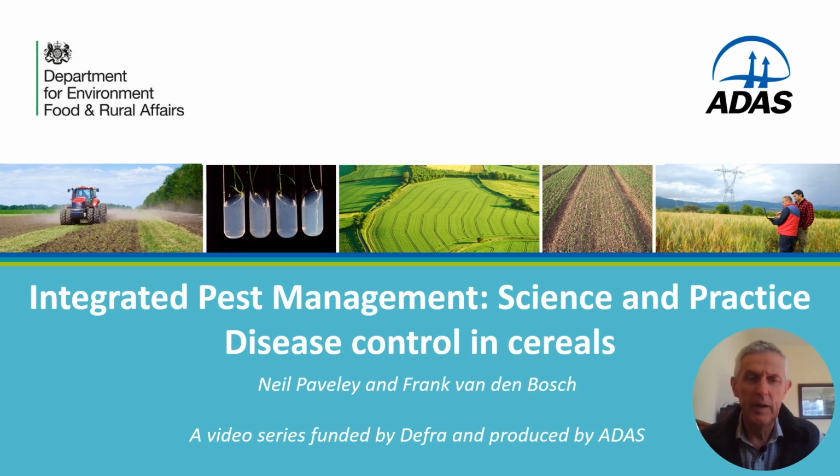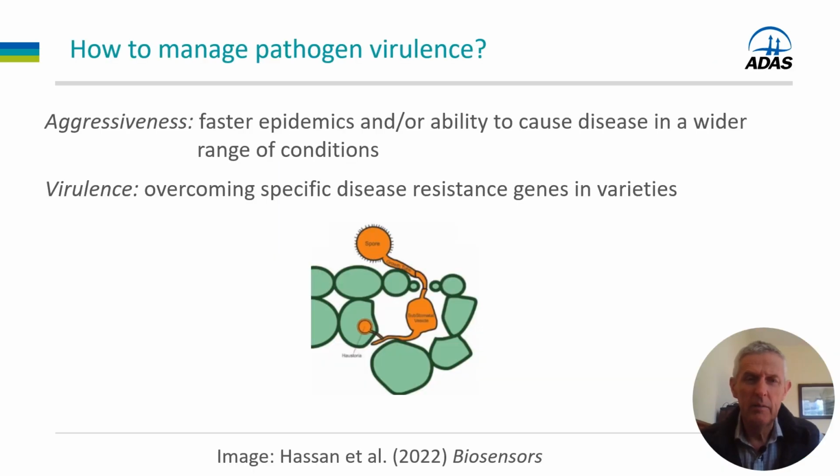In this video on integrated pest management, we're going to take a look at the question, how to manage pathogen virulence. We need to be clear about a couple of concepts here about how pathogens can evolve to become more problematic. One option for them is to become more aggressive, which is that they obtain the ability to create faster epidemics more generally across a whole range of varieties, and/or they gain the ability to cause disease in a wider range of environmental conditions.